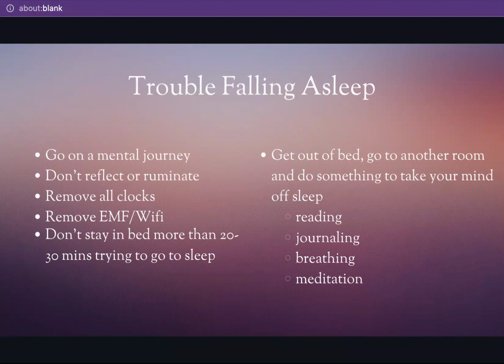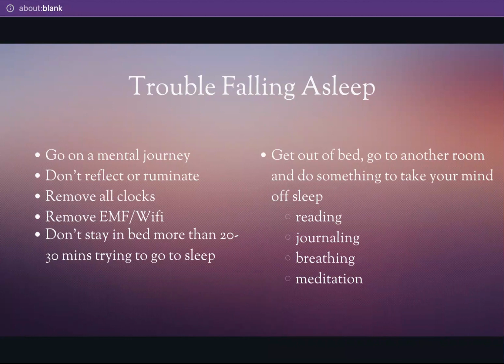Removing all clocks. Looking at a clock when you're having problems sleeping really just tends to make you ruminate more on not sleeping. So, remove all clocks, not only so that you're not constantly checking the time, but also so that there's no light emitting from the clock. Remember, you want to have a completely dark room, to the point where you can't see your hand in front of your eyes. That's how dark it should be.